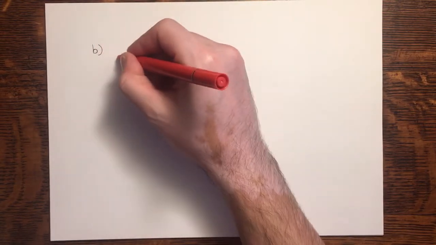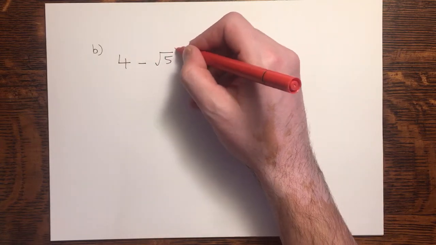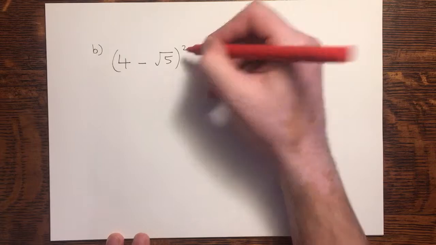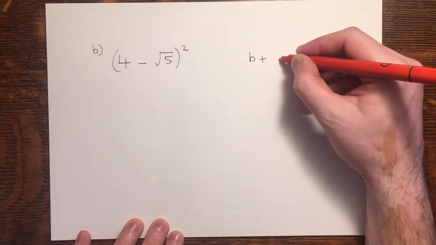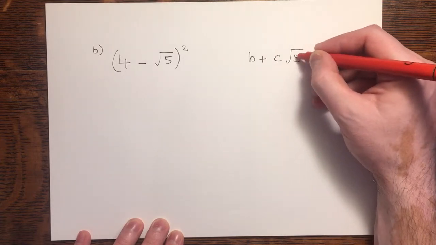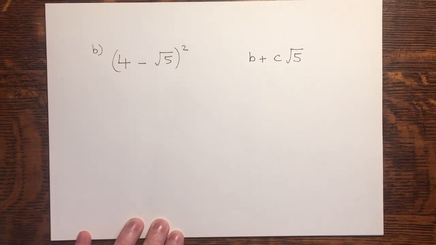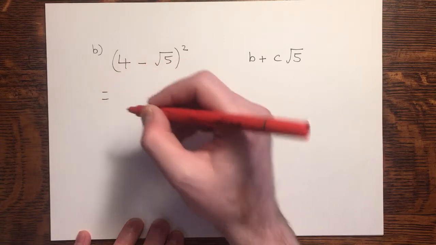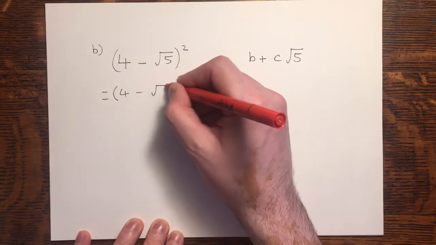In part B, we are asked to express 4 minus root 5, all squared, in another form. And you should get used to writing things in specified forms. In the exam, it's a very common question style to specify a form like this that we have to turn it into. So, how would we expand this?